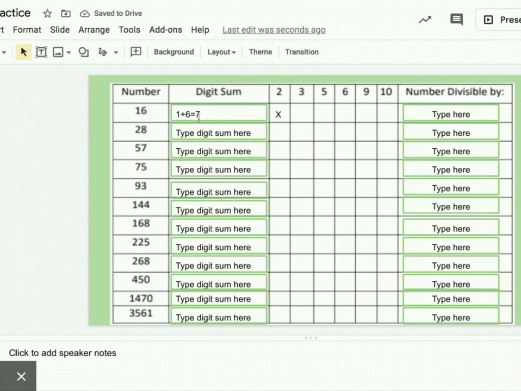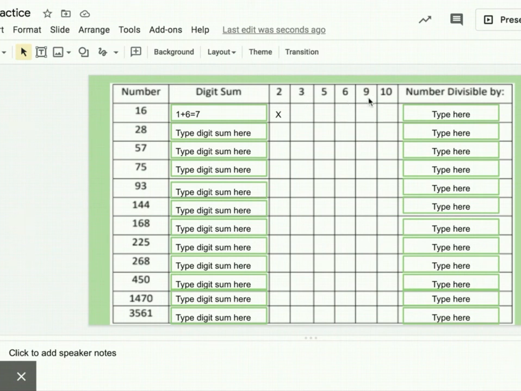For our number to be divisible by 3, my digit sum had to be a multiple of 3. So if I skip count by 3, let's see if I run into 7. 3, 6, 9. I don't run into 7, so it's not going to be divisible by 3. Let's see if it is divisible by 5. If it's divisible by 5, it would have a 5 or a 0 in the ones place. Well, it has a 6, so it's not going to be divisible by 5. For it to be divisible by 6, it needs to meet the rules for 2 and 3. So it needs to be divisible by 2 and 3. Well, it was only divisible by 2. It wasn't quite divisible by 3. So it's not going to be divisible by 6.